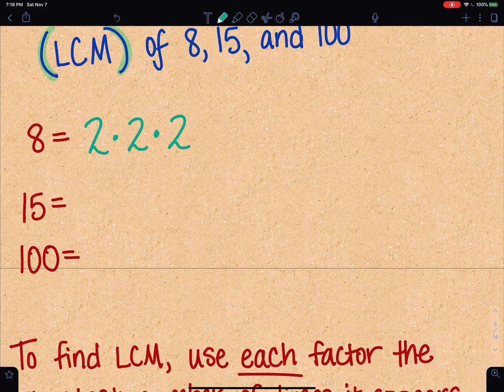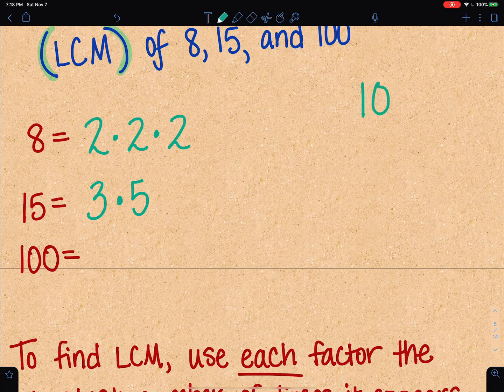And let's do the same thing with the number 15 this time. 15, I know 3 and 5 go into it, right? And guess what? 3 and 5 are both prime numbers. So that's all I got, a 3 and a 5. Okay, now I'm going to get rid of that.